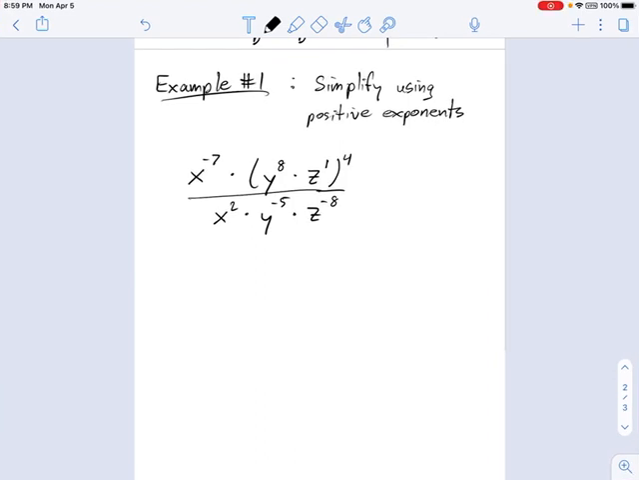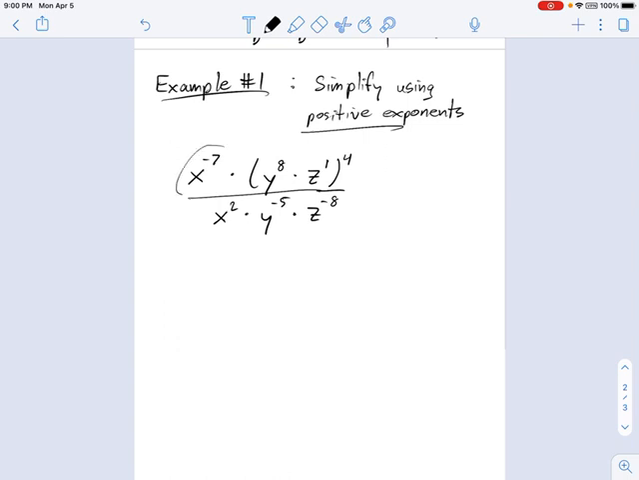So here's a quick example of simplifying using exponents. And here I'm going to use some of those properties of exponents that we talked about previously to do this. What I want to do is rewrite this ugly expression using as few terms as possible and only positive exponents. So let's just start with x and see where we go.